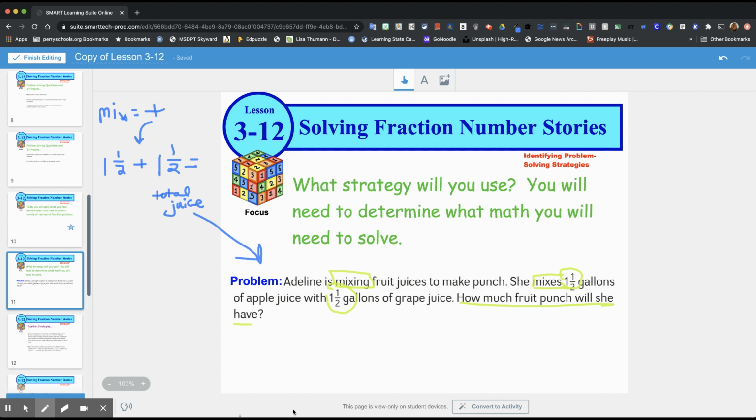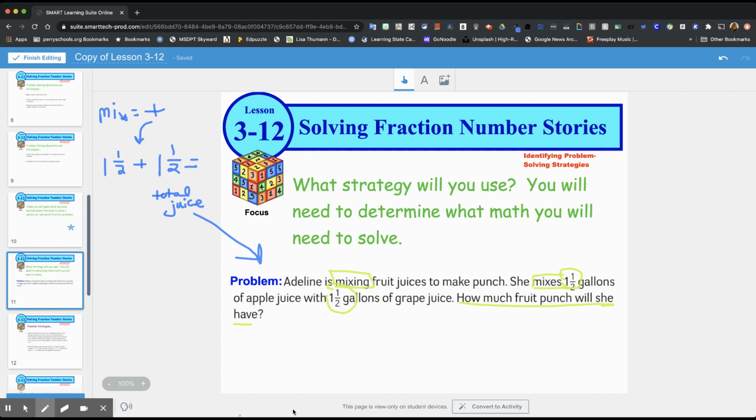I circled 1.5 gallons of apple juice. I circled 1.5 gallons of grape juice. I boxed in the words mixing and mixes because I know that tells me what I'm going to do. I've underlined how much fruit punch will she have. So I've circled, I've underlined, I've boxed in.